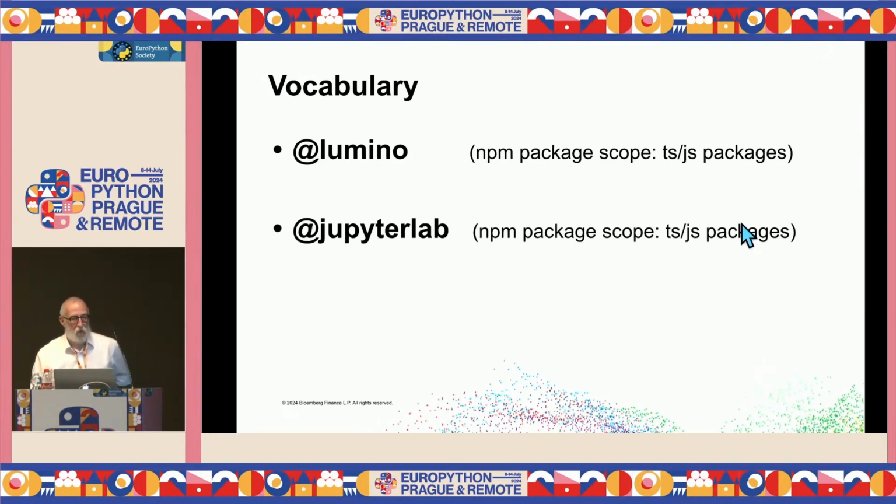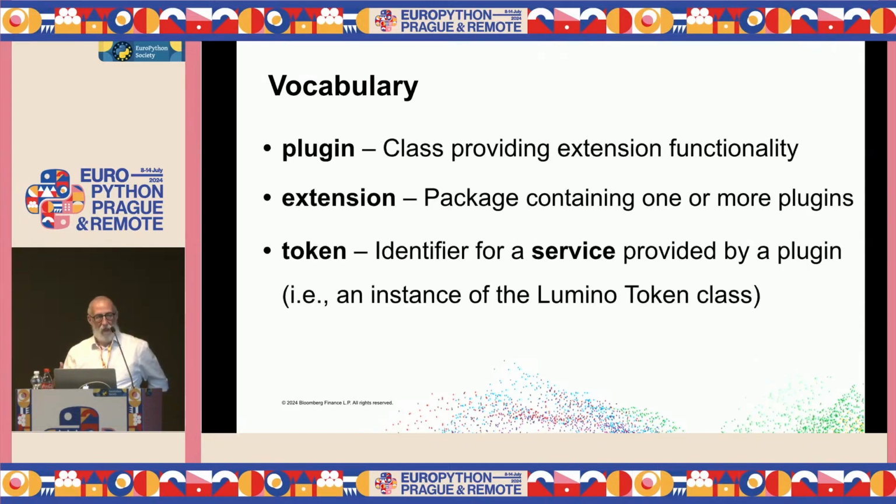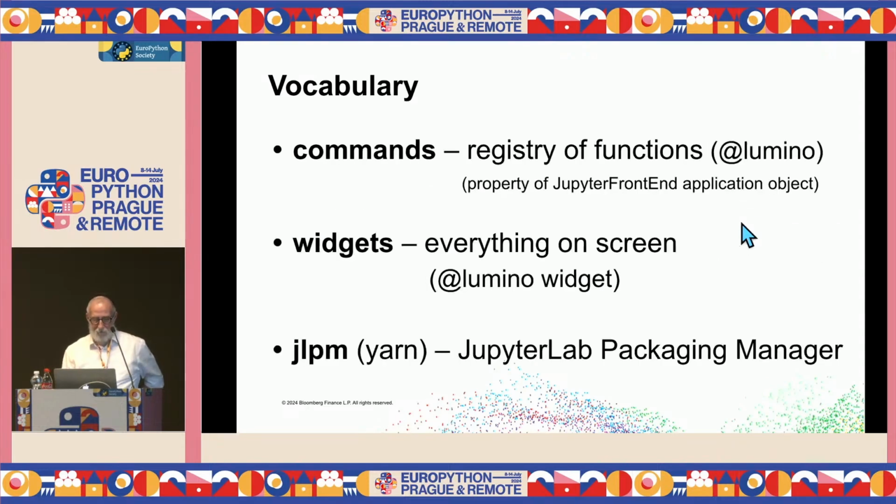@lumino and @jupyterlab are NPM package scopes for TypeScript and JavaScript packages. We'll be using them in the tutorial. A plugin is the basic class that provides the extension functionality. And now we can define an extension as a package that you can build and distribute that contains one or more of these plugin classes. A token is an identifier for a service. It's an instance of the Lumino Token class.